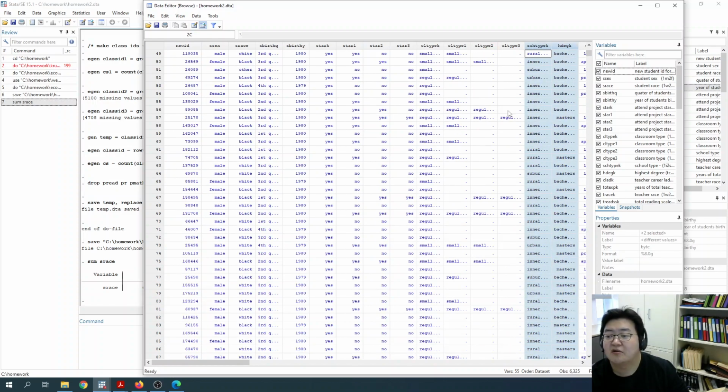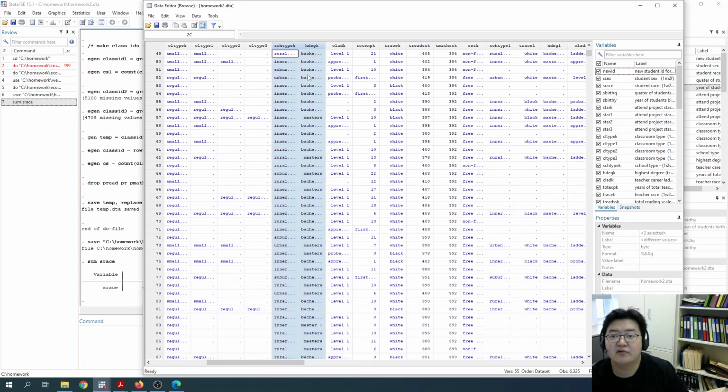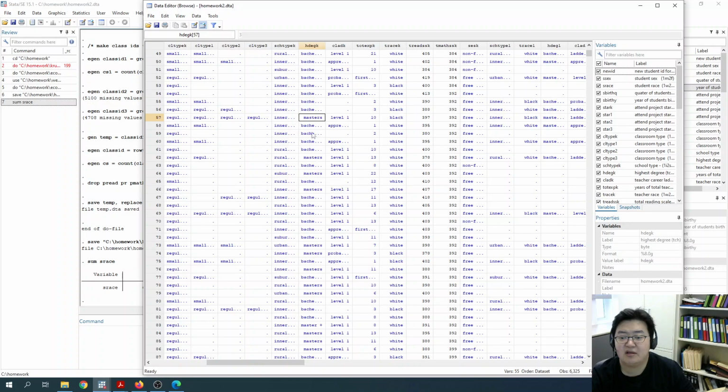And there is additional information about school type, whether it is rural, suburban, or urban. HDEGK is the highest degree of the teacher, whether the teacher has a bachelor's degree, a master's degree, or anything further, master plus. What else do we need? These variables are not used in our analysis.